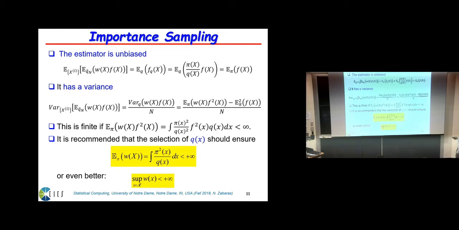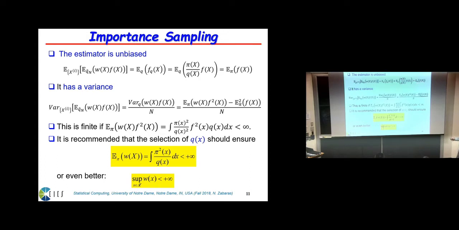The equations look a little bit different from what we did with the standard Monte Carlo methods because there are the weights there, and there are two distributions, pi and q. So the first thing is the estimator is unbiased, okay? If you take your estimator and you take expectations with respect to the underlying distribution, you get exactly the expectation of f of x.